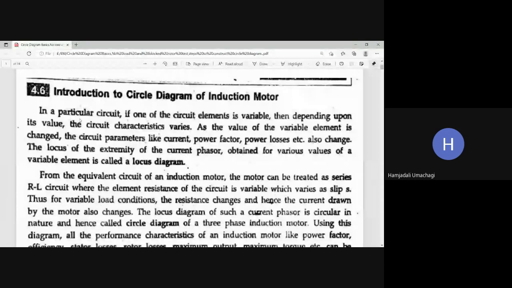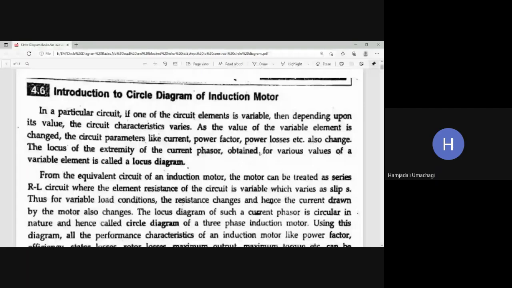Now let us see the description. In a particular circuit, if one of the circuit elements is variable, then depending upon its value, the circuit characteristics vary. So in the electrical circuit, if any one of the electrical parameters is variable, then based on that variable the characteristics keep on changing. As the value of the variable element is changed, the circuit parameters like current, power factor, power losses, etc. also change. So if any one parameter is variable, the rest of the things like current, power factor and power losses also keep on changing in the electrical circuit.